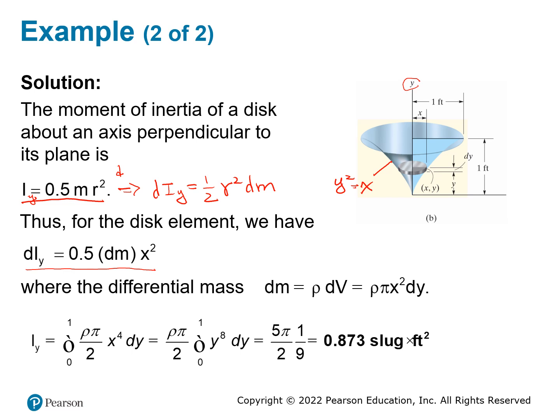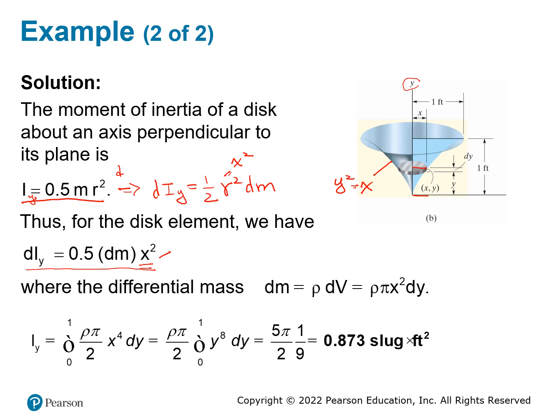Now, this r we replace with x, because if you look at the circle like here, this is a solid disk. This r here is simply the distance x. So we can replace this with x squared, and that will give you this equation.